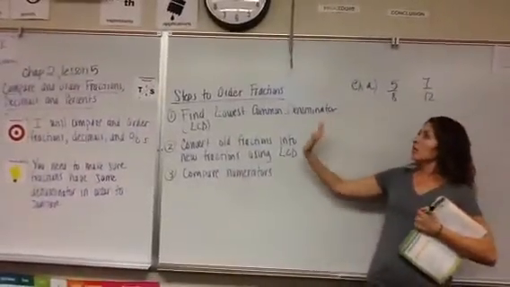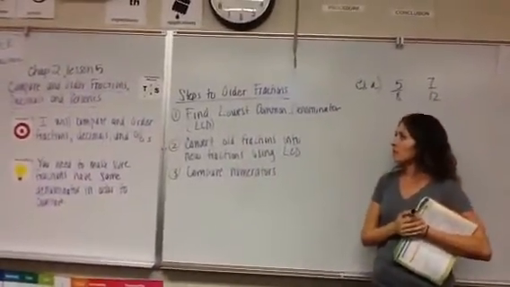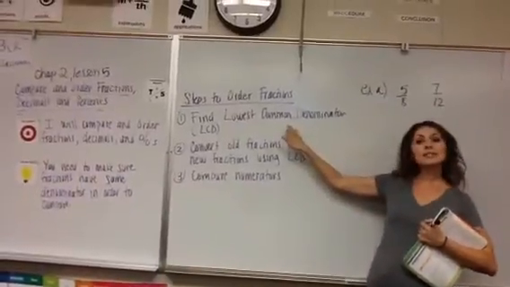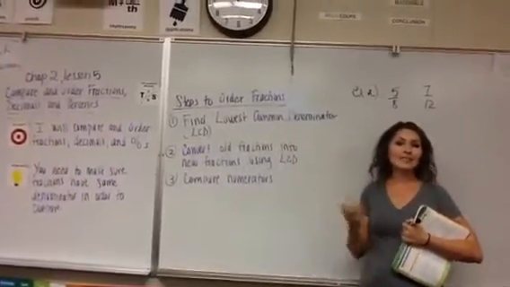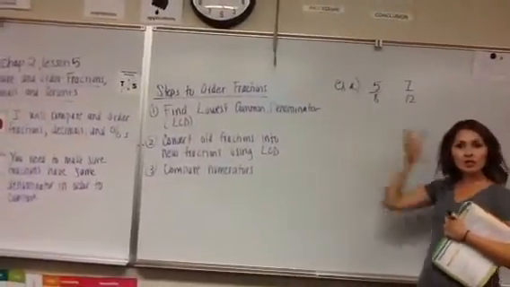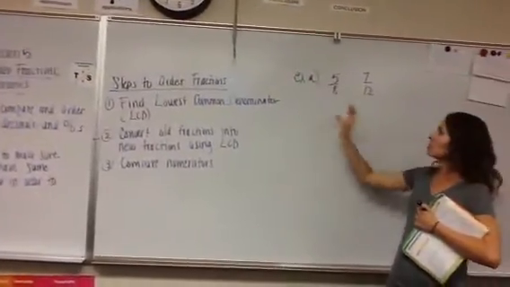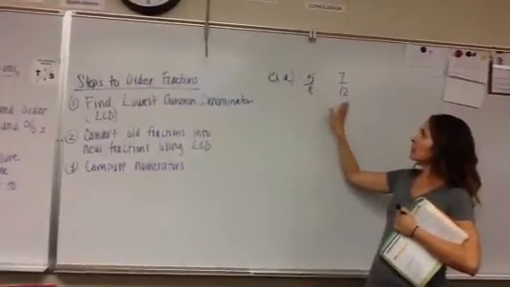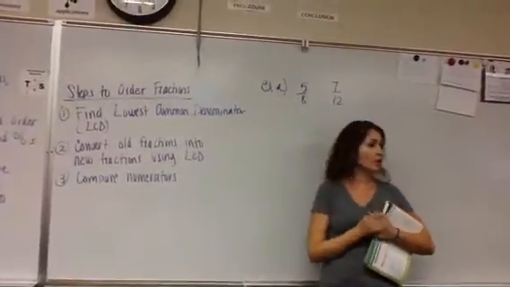So, the first step to ordering fractions is that we're going to find the lowest common denominator, or what we know as the LCD for short. I have my first example here. It's 5/8, and I'm comparing it to 7/12. Are you following?